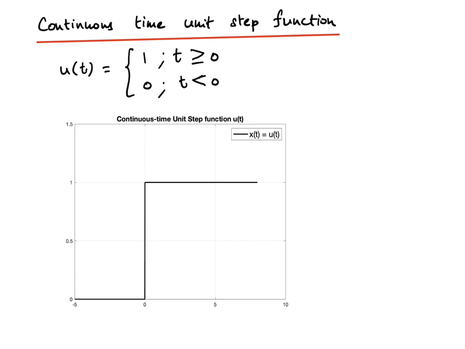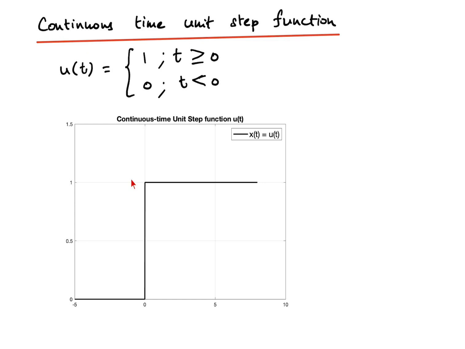And similarly, we have the continuous time version of the unit step function, which we denote as u(t), and that is equal to 1 when t is 0 or positive, and when t is negative, the unit step function takes on a value of 0. So as we see here, it looks like a step. So that's why it's called a step function.